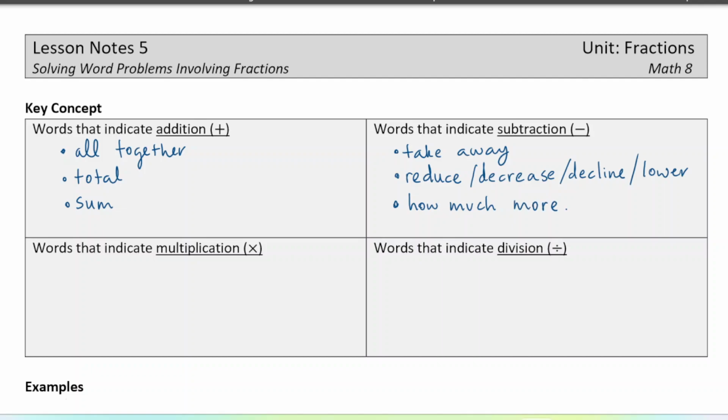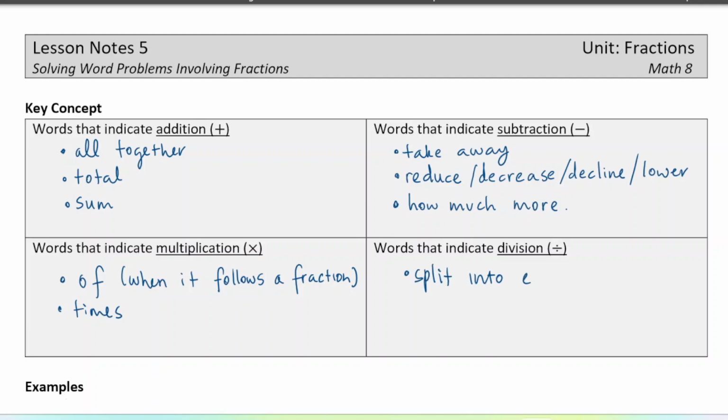That's a common one. Okay, multiplication, really important with fractions, is the word "of", especially when it follows a fraction. I mean, "of" is a pretty common word, but when it comes right after a fraction, that's usually an indication you want to multiply. Another one is simply times. So when you want 3 times as much, then you would usually multiply. Divide is not really about the keywords, but more the idea of the problem. So whenever you want to split something into equal parts or share something.